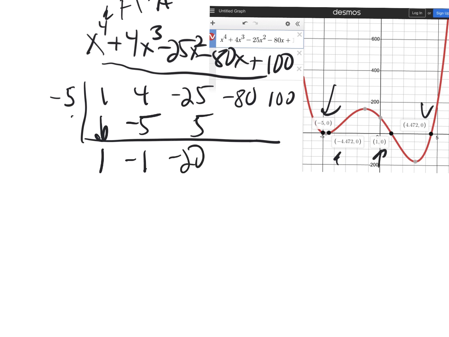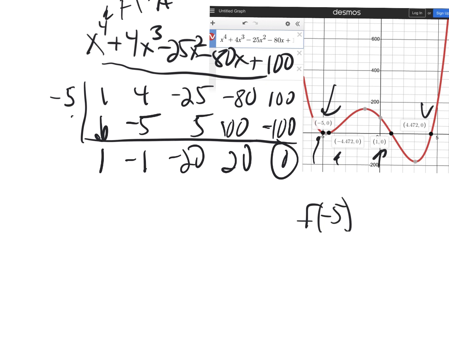Then we multiply negative 20 times negative 5. We get 100, and that's going to be 20. And 20 times negative 5 is negative 100. And we get a remainder of 0. We knew there was going to be a remainder of 0 because the y value was 0. And remember that synthetic division is the same as synthetic substitution. That's telling me f of negative 5 for that function is 0.